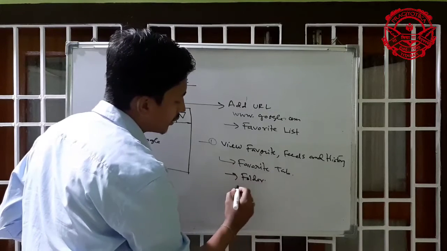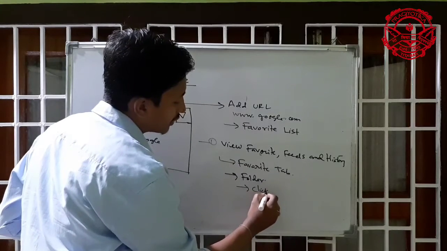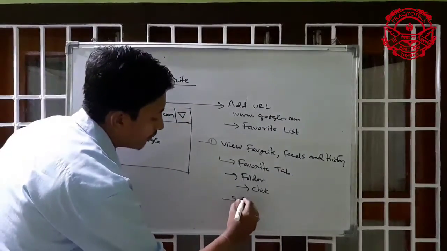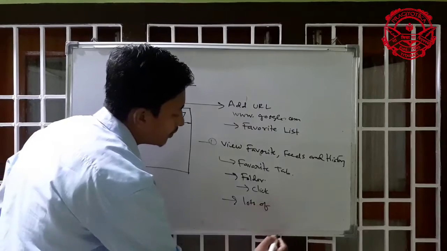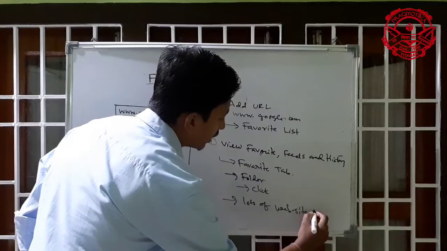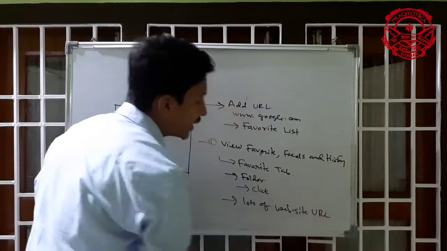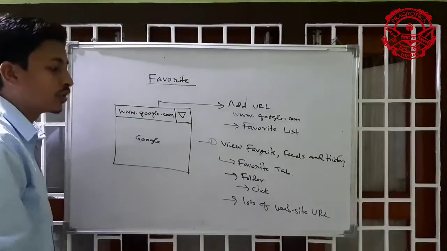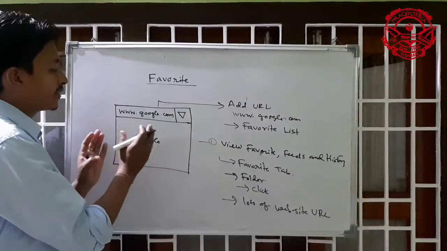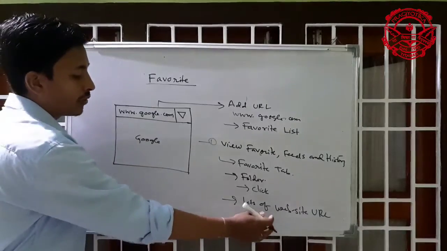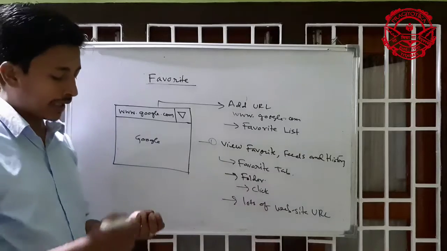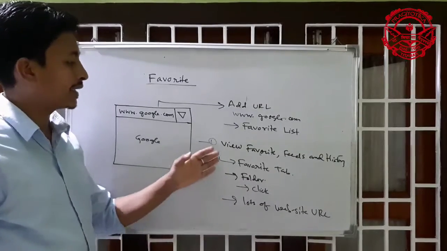And we have to click on this folder. And after that you will get lots of website URLs that you have already stored. Now in this case my favorite website is google.com. So google.com will appear, or say wikipedia.com, or say youtube.com. Any website's name you can add in this favorite list.